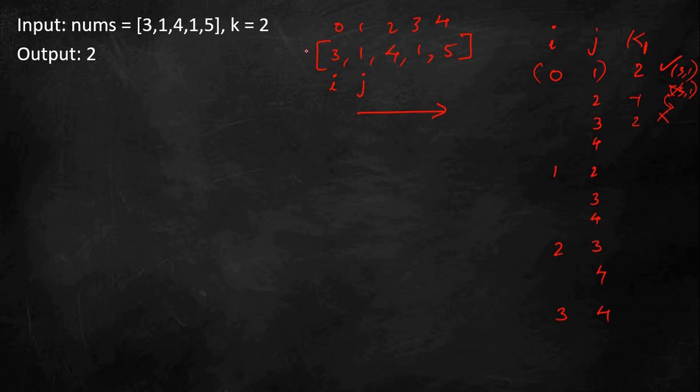When j equals 4, it is 3 minus 5, which is again 2, so we can take this combination 3 comma 5. That way we can go over and use two for loops. This is a brute force approach, and the only check that we have to do is for uniqueness.